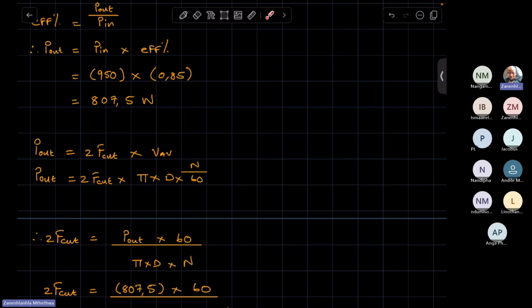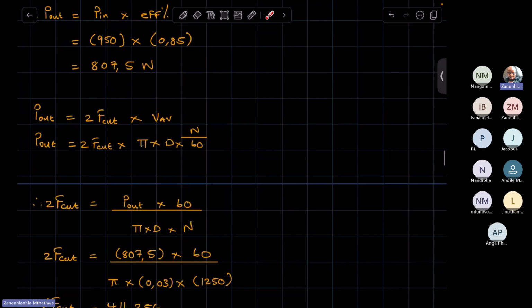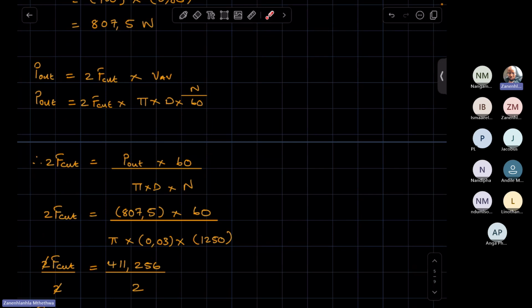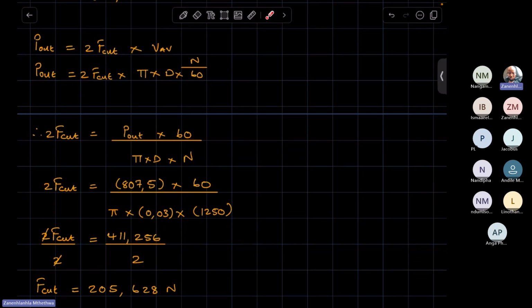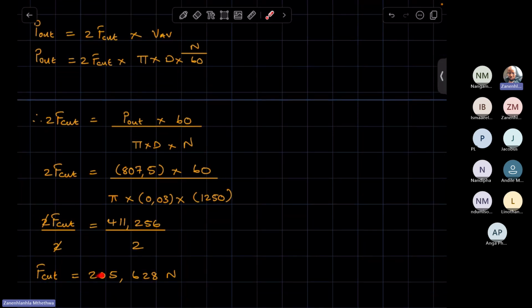So 2F_cut is essentially equal to this here, all right? And then you substitute: you have the power out, you have the diameter, you have the rotational frequency. Once you calculate this, this is what you get. And then solving specifically for the cutting force for one cutting face, you divide both sides by 2, and then F_cut, the cutting force for each face, will be equal to this here.